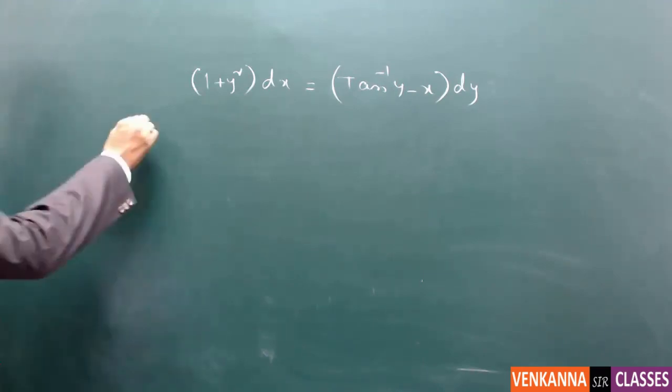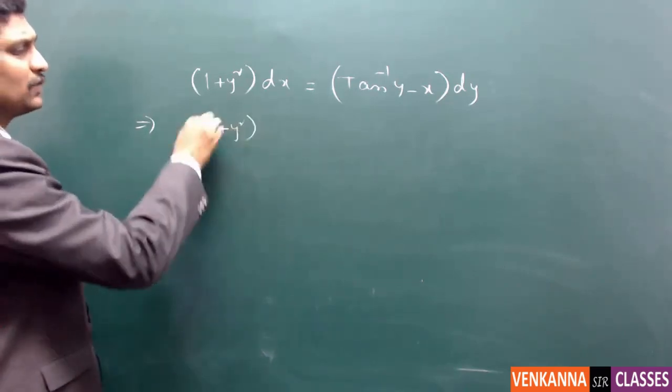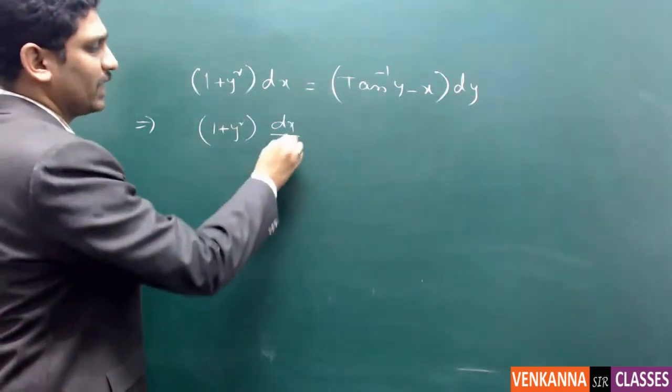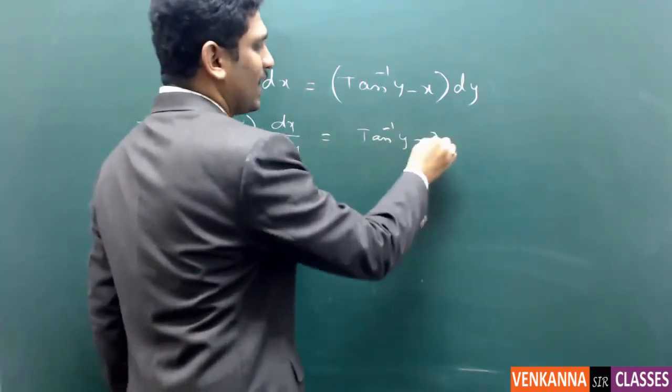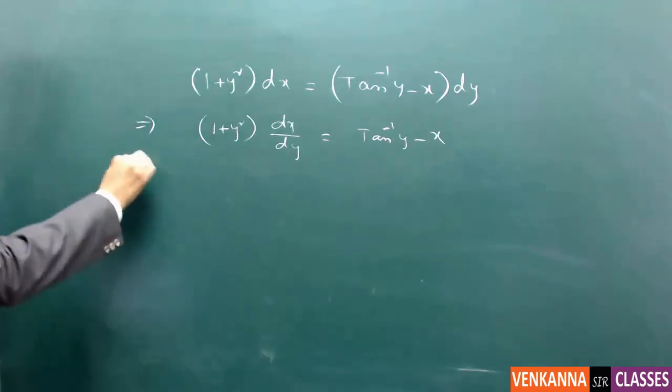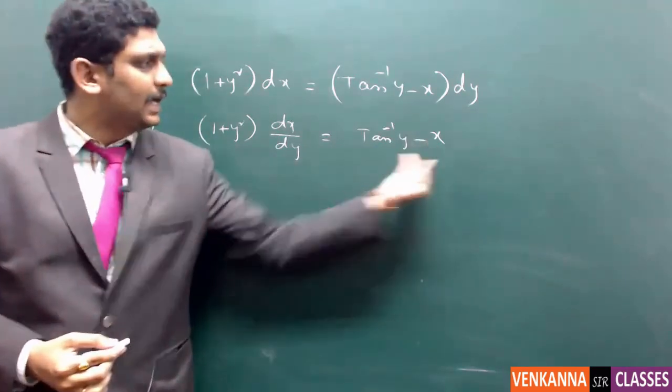So let us do like this. 1 plus y square into dx by dy equals tan inverse y minus x. Again, dividing this thing with 1 plus y square and taking x to this side.